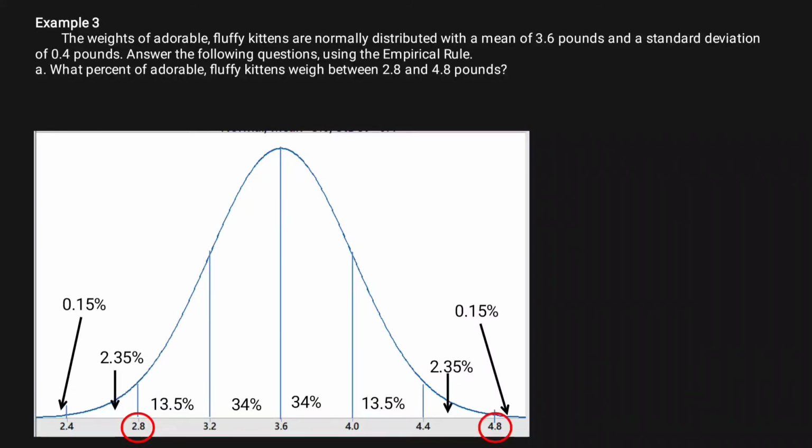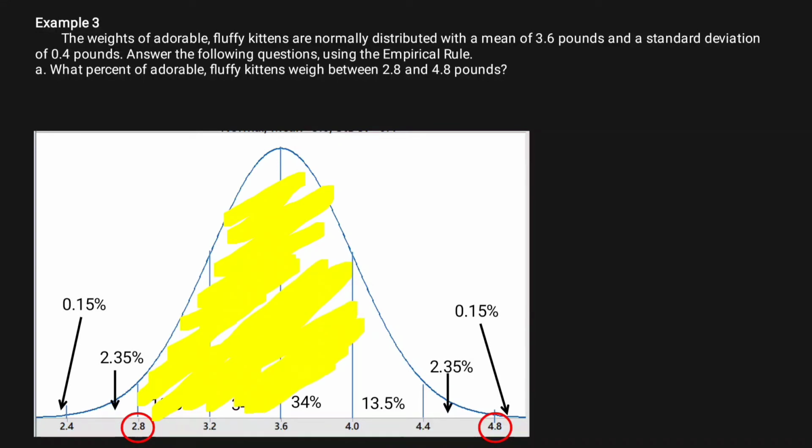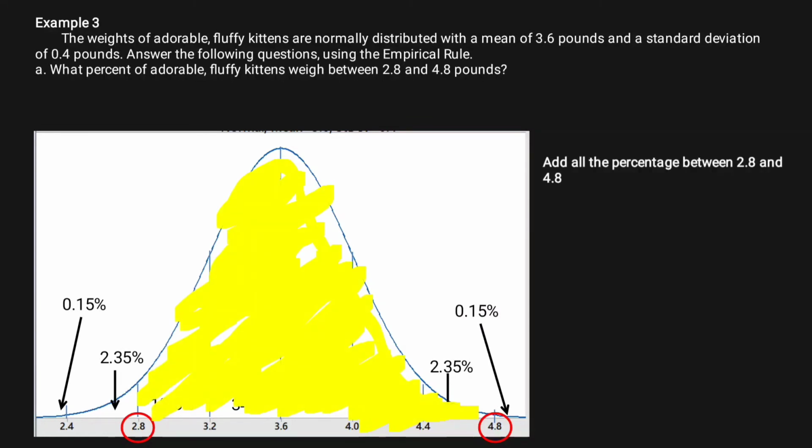Then, kunin natin ang percentage nung lahat ng nasa gitna nila. Ito yung area na hinahanap natin. Okay, so shade natin. Malaki pala yung area, no? Yan yung area na hinahanap natin. So, all we have to do is add all the percentage between 2.8 and 4.8. Lahat ng nakikita nating percent sa loob niyan, i-add lang natin. Yung percent na yan, based sa empirical rule yan.